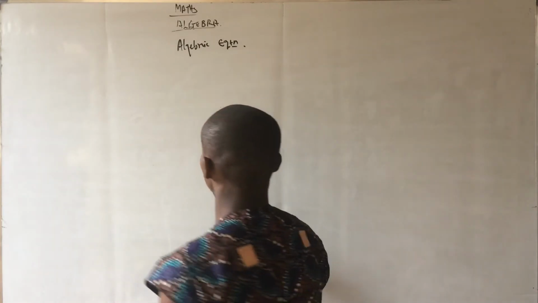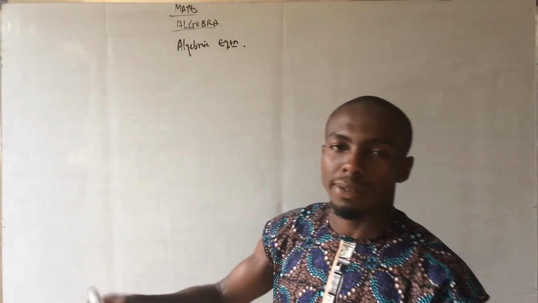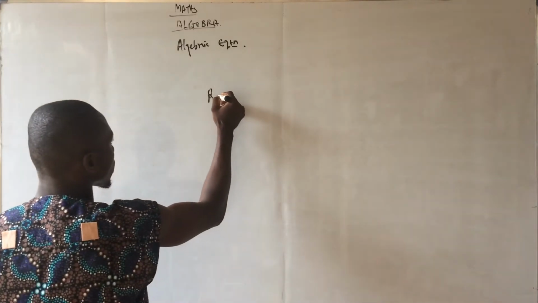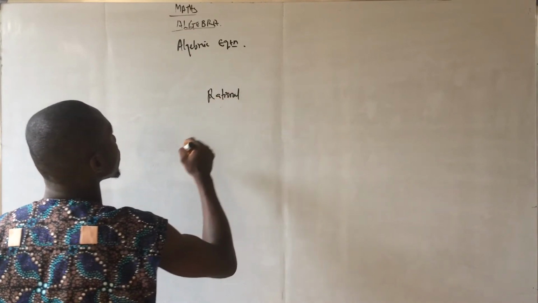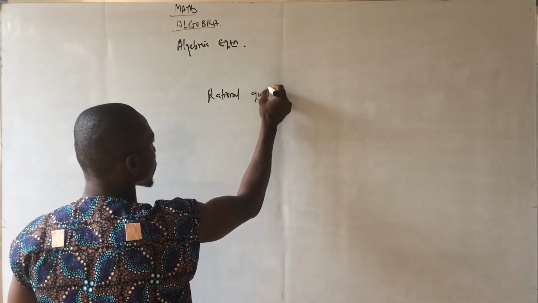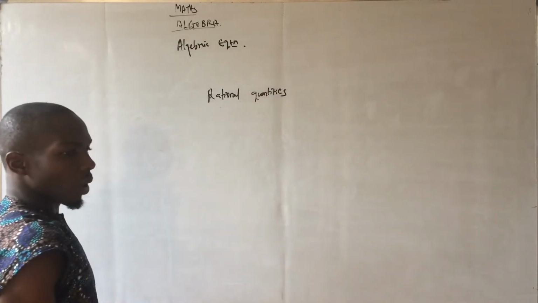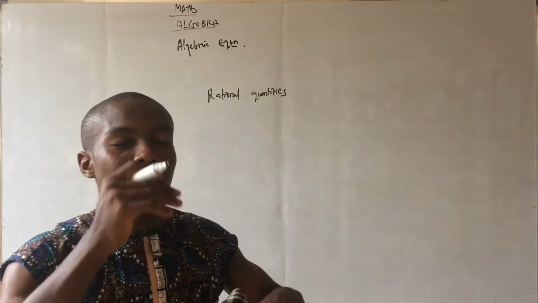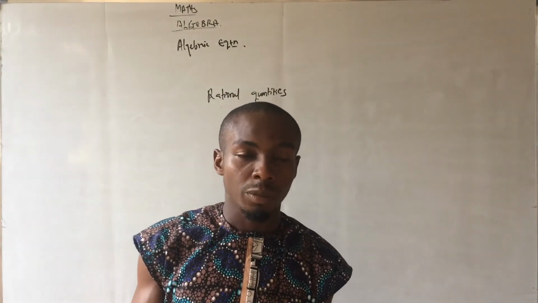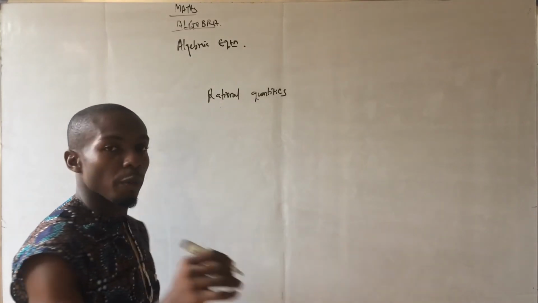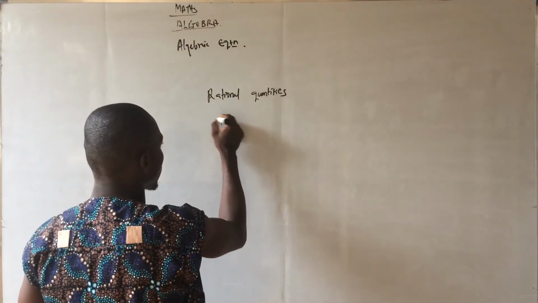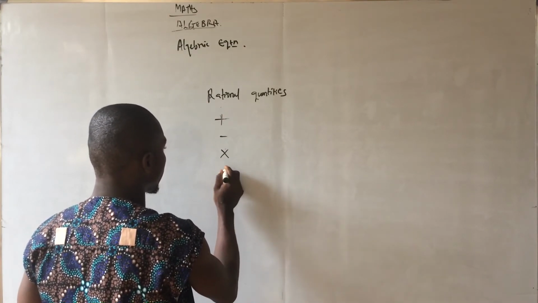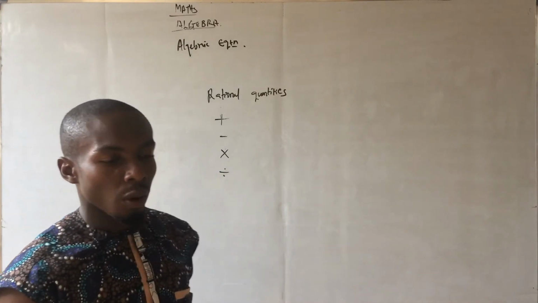Let's now go over to what we actually need in algebraic equation. First of all, we need the rational quantities. And what are the rational quantities? The rational quantities are the quantities we have been using right from our primary school: the addition, the subtraction, the multiplication, and the division. These are the rational quantities.